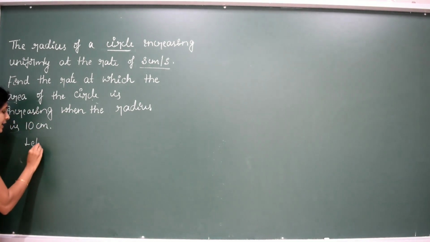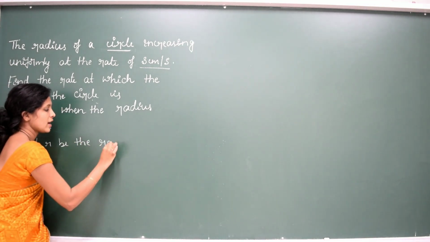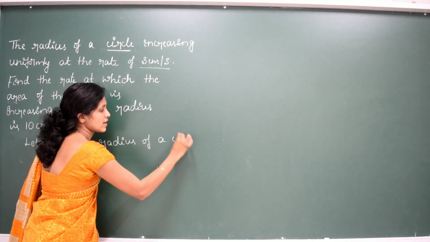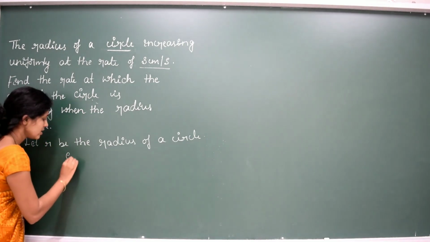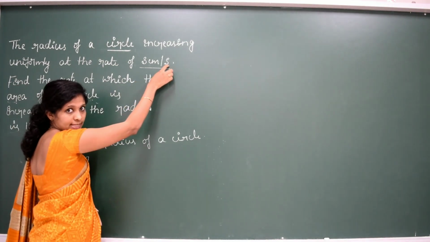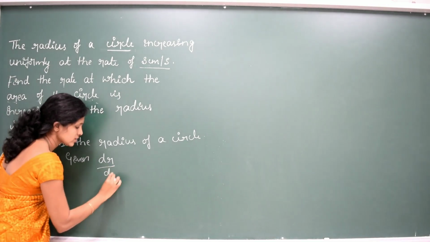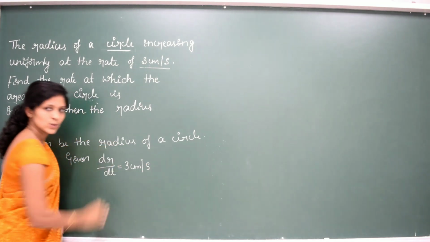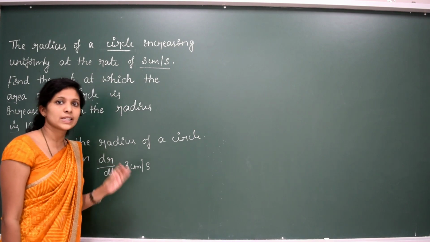First I'll write, let r be the radius of a circle. Or you can start with the area of a circle, no problem. What is given? The rate of change of the radius of the circle with respect to time, so dr by dt is equal to 3 cm per second. Now what do you have to find? The rate of change of the area of the circle with respect to time.